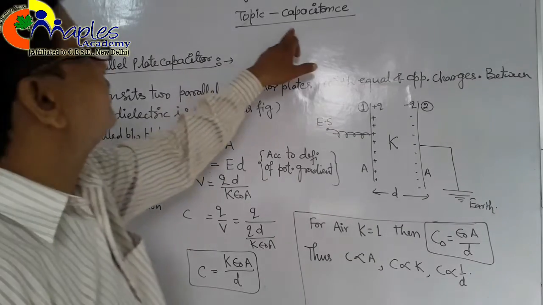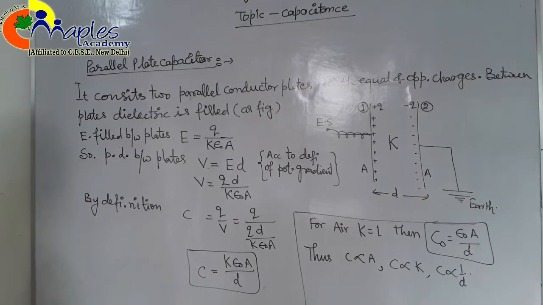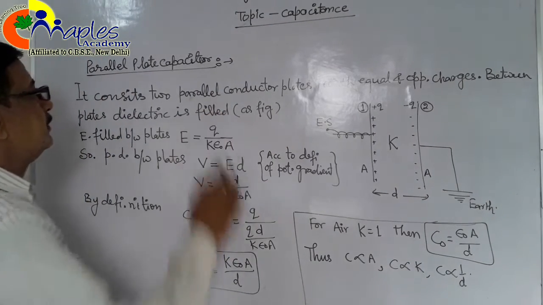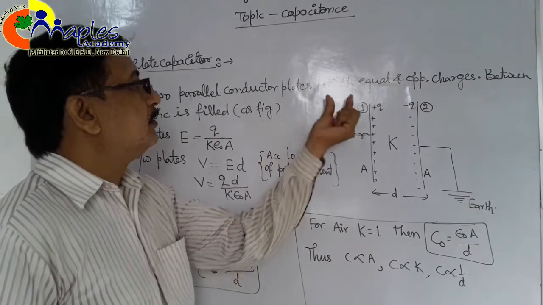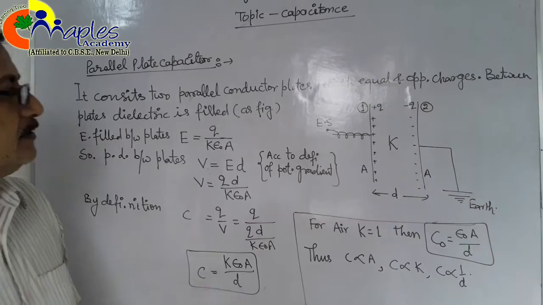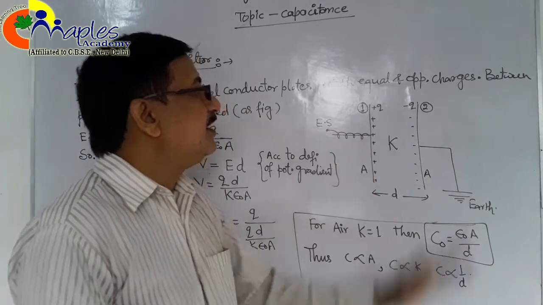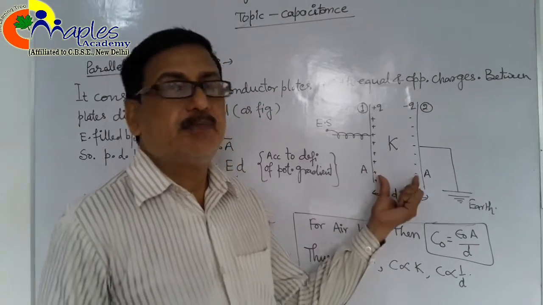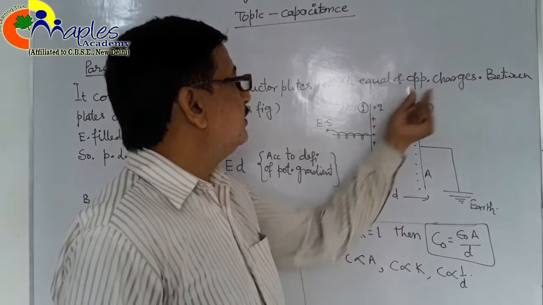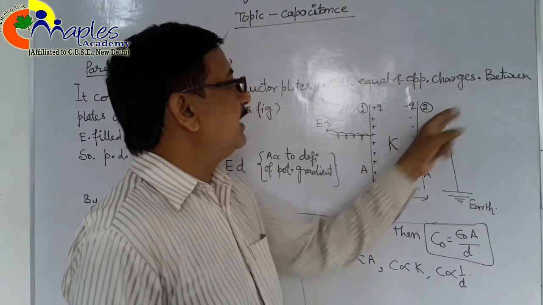So we will discuss capacitance. What is a parallel plate capacitor? It consists of two plates, meaning conducting plates, two conductors of any size placed nearby, and both conductors are called plates of the capacitor. They have equal charge in magnitude but opposite in sign.